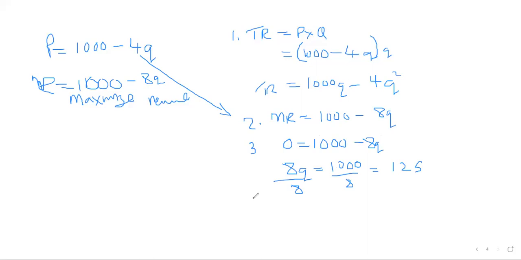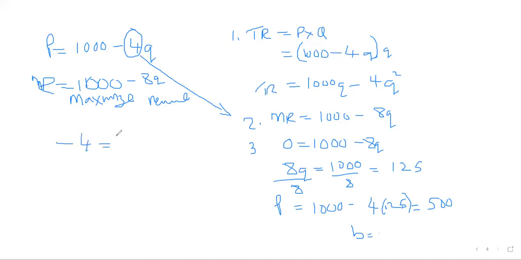Then to find the price, you replace this in the price function. Where there is a Q, we put 125. So when you multiply this by that, minus 1000, you get 500. So the B is -4. The B is your gradient here, -4.